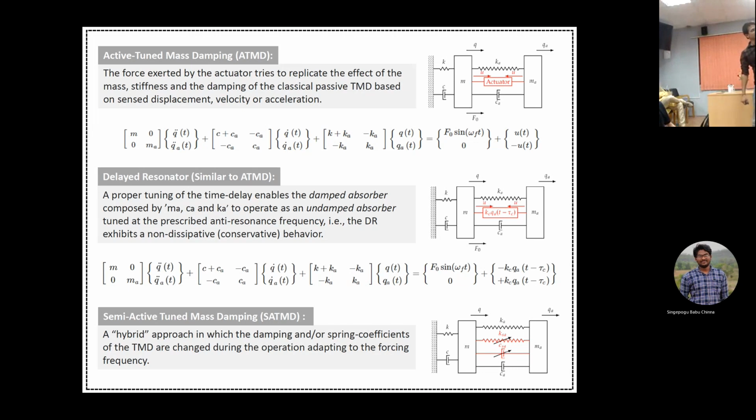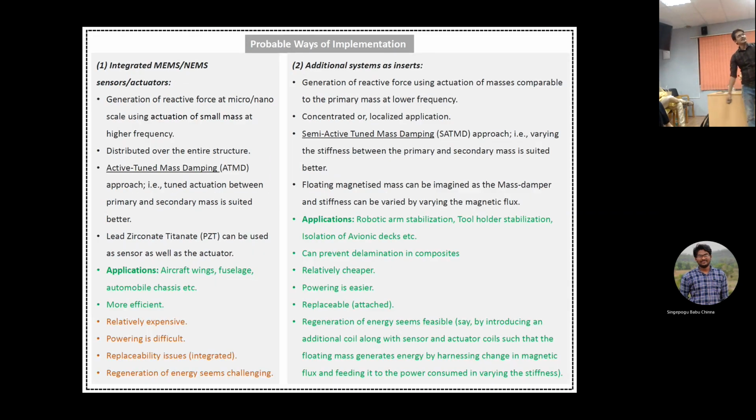These are not similar, but there is the delayed resonator, where the damping of the auxiliary mass system is varied such that the damping is zero. It acts as an undamped absorber, the auxiliary mass. For simplicity, these are all uncoupled. This I have yet to explore in more detail.